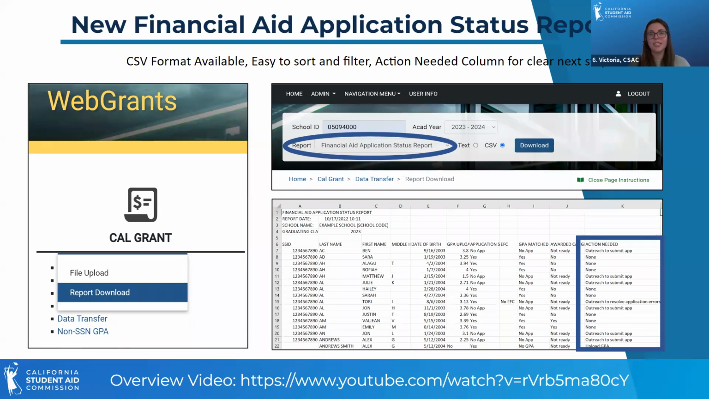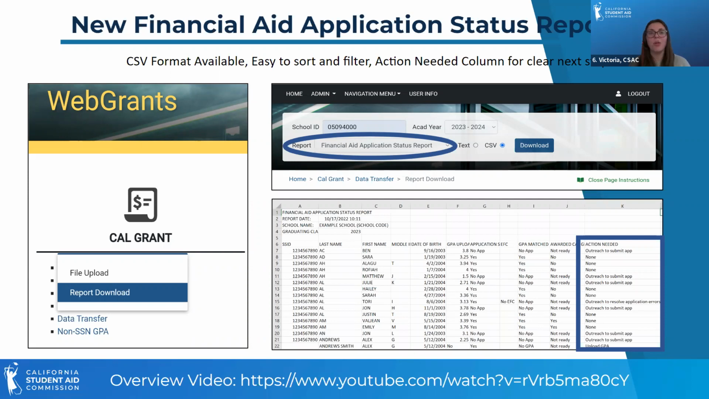It is in a CSV format, which is super exciting. We know that's been highly requested. Our other reports are still pretty clunky at this point, and we do apologize for that. But this one is pretty good. You can download it in CSV, add those filters, and then see where your students are in the process of applying, and conduct some targeted outreach.